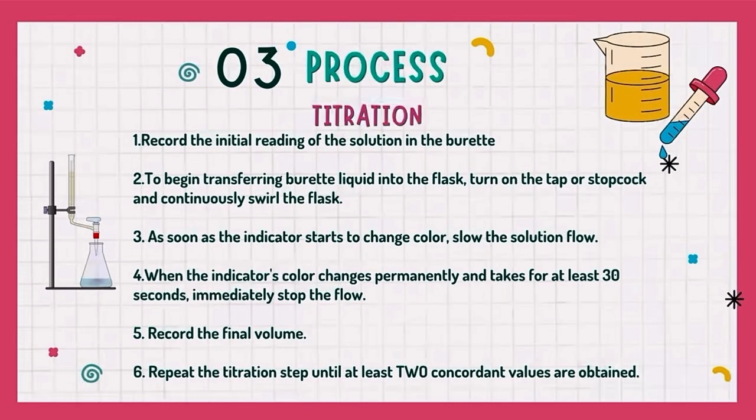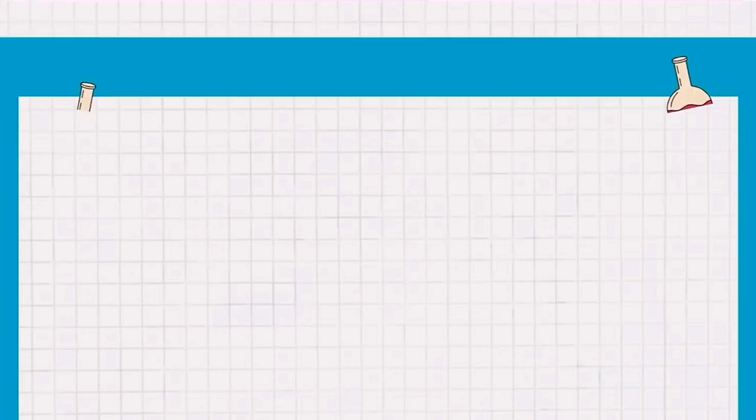Finally is the titration process. First thing first, we must record the initial reading of the solution in the burette. To begin transferring burette liquid into the flask, turn on the stopcock and at the same time, continuously swirl the flask. As soon as the indicator starts to change color, we must slow the solution flow. When the indicator color changes permanently, lasting at least 30 seconds, immediately stop the flow and then record the final volume. We must repeat the titration step until at least two consistent values are obtained.